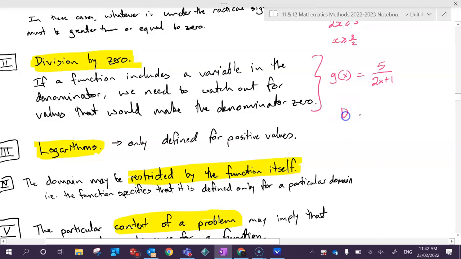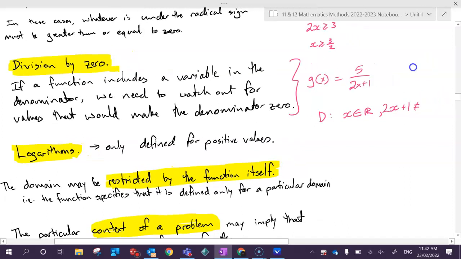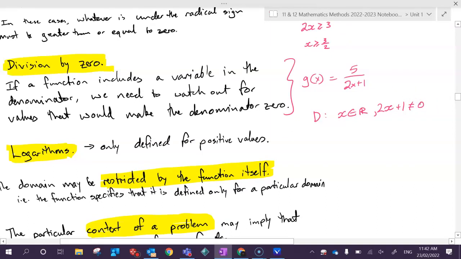So my domain, I can say x is an element of the real number system, but 2x plus 1 is not allowed to equal 0, is it? So if I simplify that, 2x is not allowed to equal -1, so x is not allowed to equal -1/2. So you could then rewrite your domain, and if I want to do it really nice, x such that x is an element of the real number system, x is not equal to -1/2.